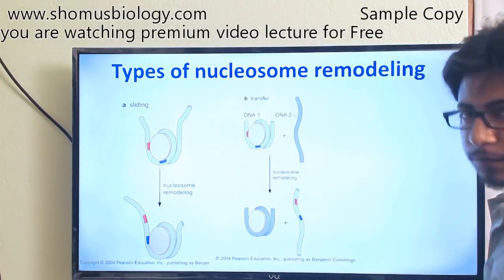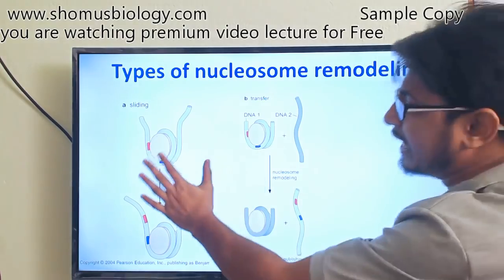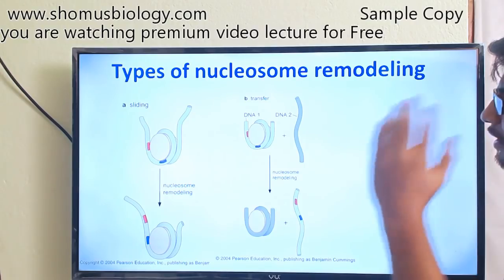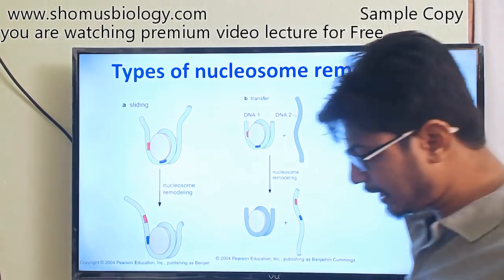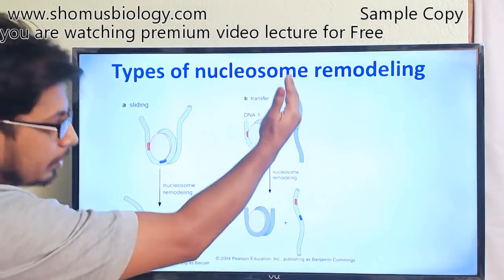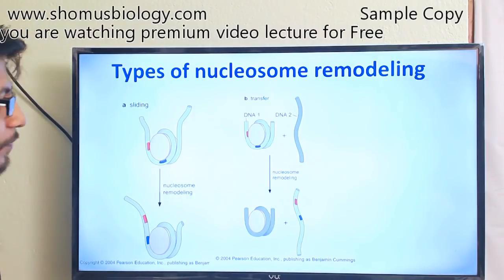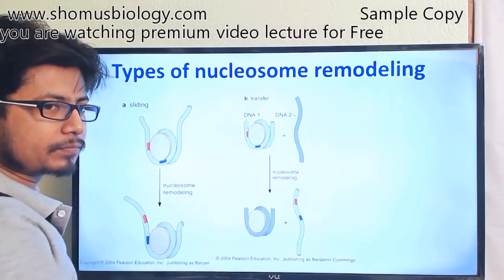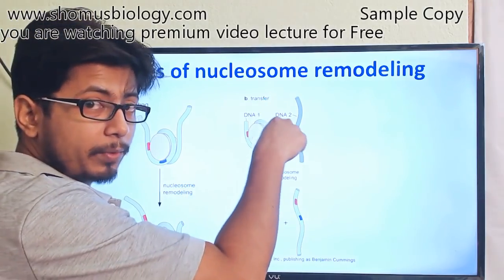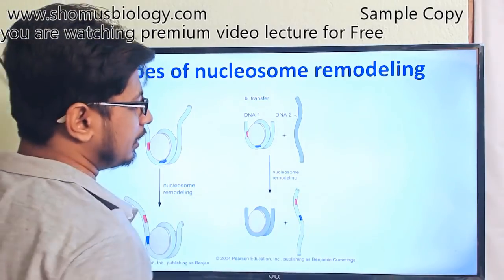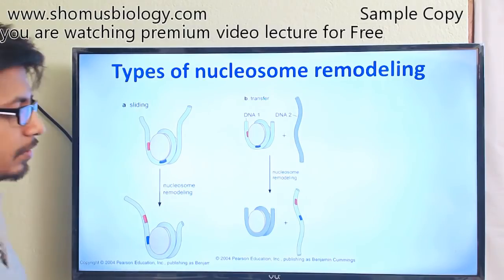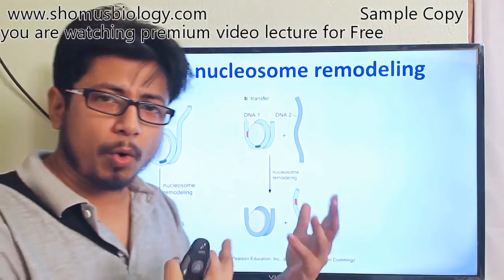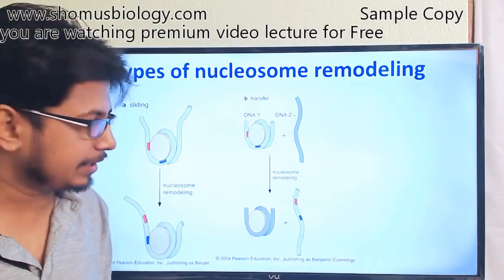Second thing here is transfer. Transfer is a rare job. It's not that easy. The sliding is a very, very easy and very common type of nucleosome remodeling, while in transfer the histone from one DNA is transferred to the other DNA. It's like two DNAs. One DNA is without histone, this is DNA 2, and DNA 1 is wrapped around histone. So DNA 1 will be unwrapped and the histone is shifted to DNA 2. So now DNA 2 will be coiled on top of the histone that's out there, that leads to the removal of DNA 1, because we need to have access to DNA 1, because that has our protein binding site. So depending upon the region that we want open in the DNA, utilizing another DNA, the histone can shift.